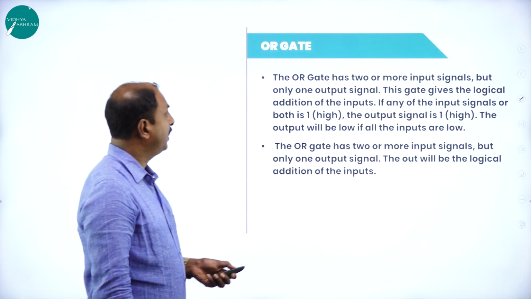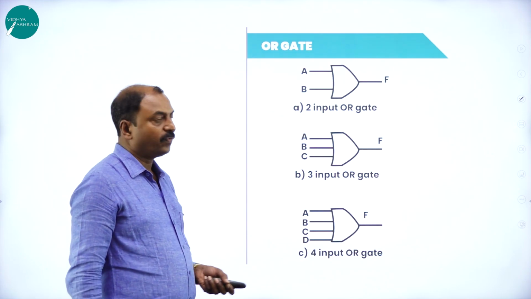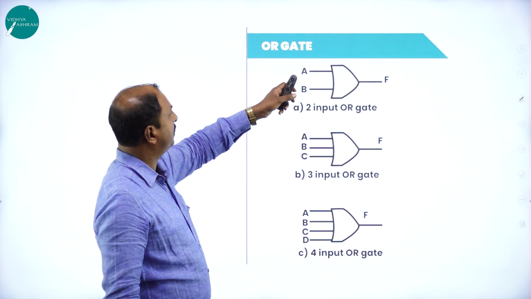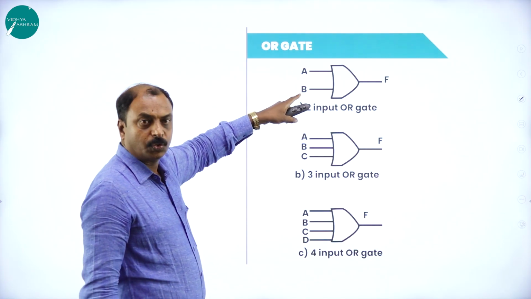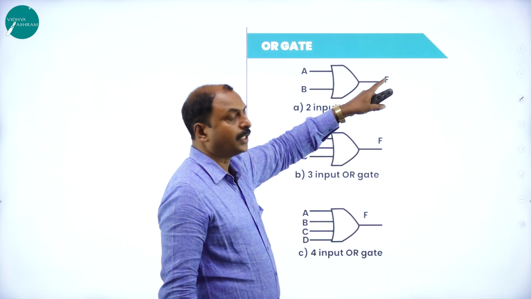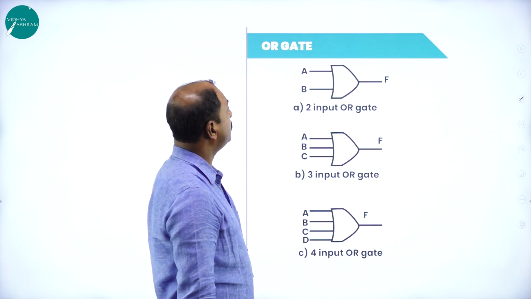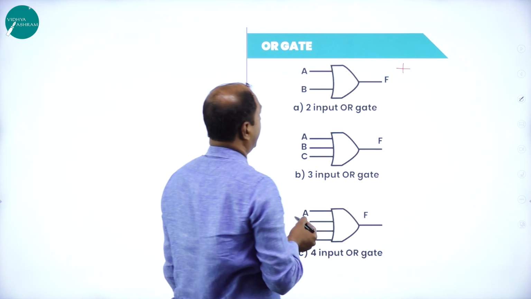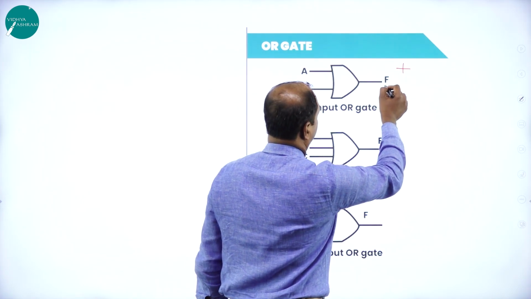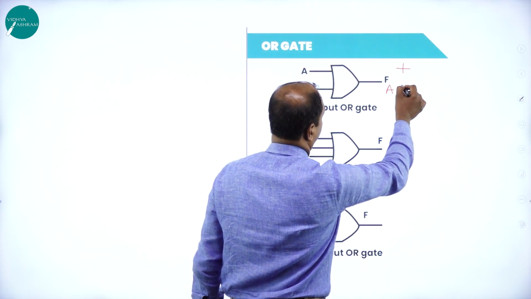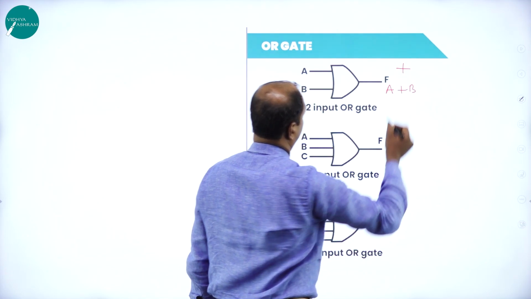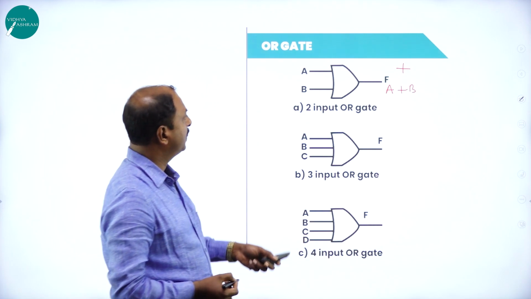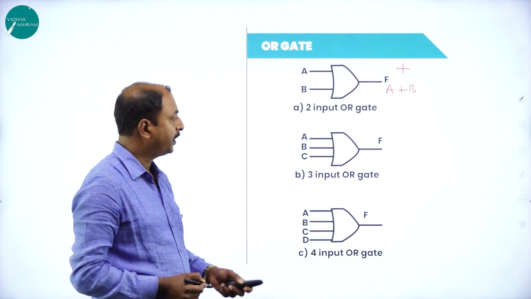Now let us see the logical symbol for this. This is the logical symbol for OR gate, with A and B as two inputs and F as the output. And here we use the operator plus, logical addition. So the output is F, or we represent A plus B. A is one variable, B is another variable. This is a two input OR gate.